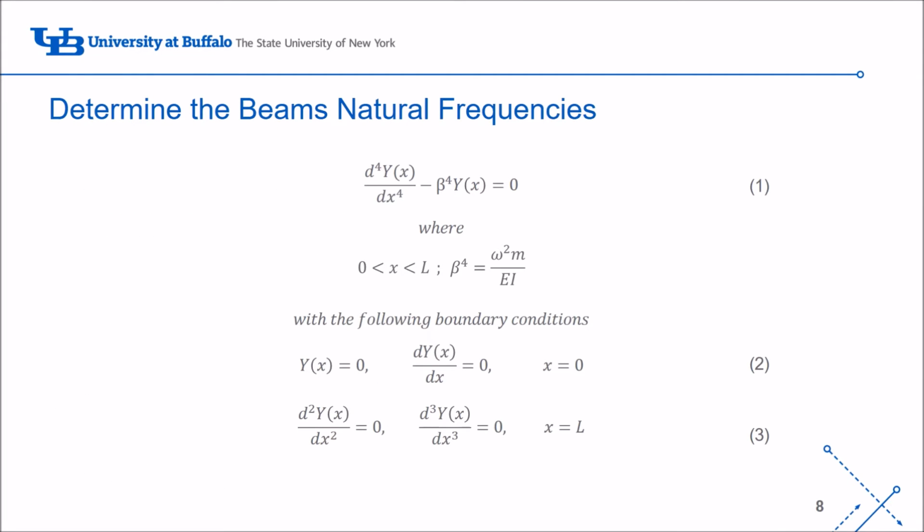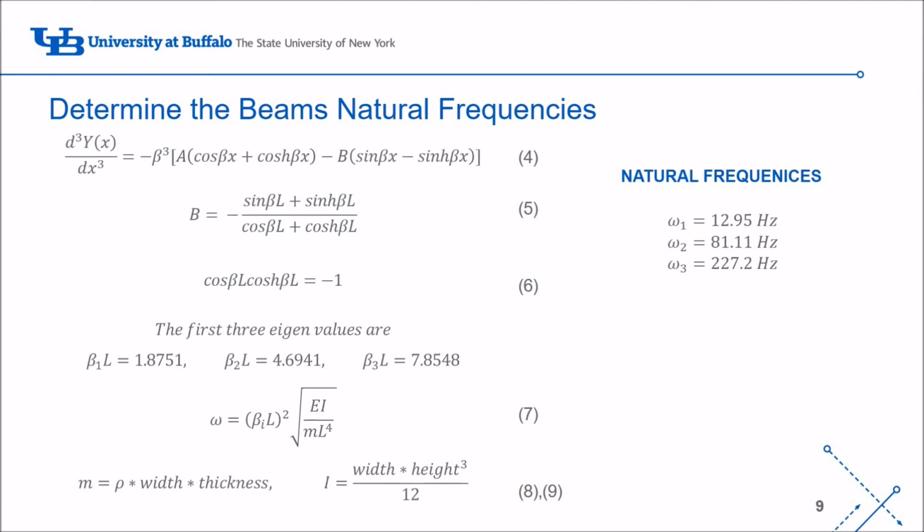For a uniform cantilever beam clamped at x equals 0, the differential equation is depicted in equation 1, as well as its boundary conditions in equations 2 and 3. Previous equations lead to equations 4 and 5, which then yield the characteristic beam equation shown in 6. From this characteristic equation, the three eigenvalues can be found. Plugging these into equation 7, the natural frequencies can be found.